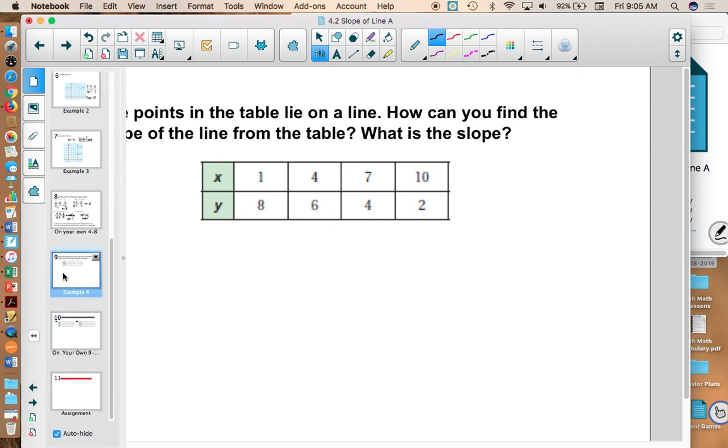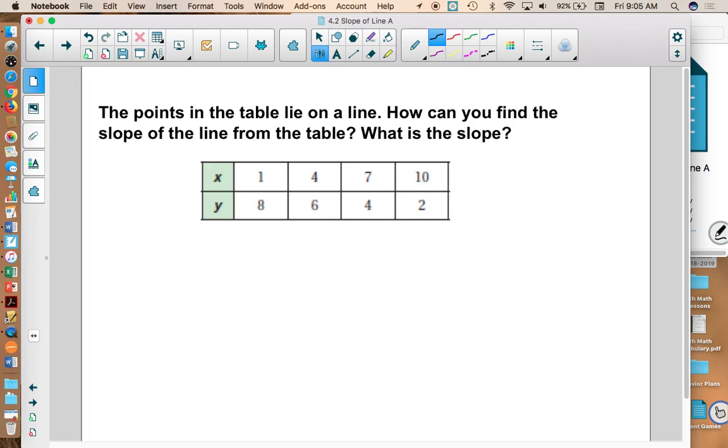What if I give you a table? Is the table giving me sets of points? Yes. Can I calculate a slope when all I have is a table? Okay, so calculate the slope.